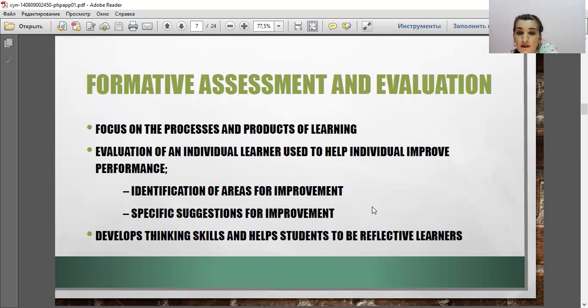So, formative assessment and evaluation focuses on the process and products of learning. Evaluation of an individual learner used to help individual improve performance, identification of areas for improvement, specific suggestions for improvement, develops thinking skills and helps students to be reflective learners. So what is it? It means that formative assessment could be used for each lesson, maybe for every lesson, in order to identify the knowledge of the students for each lesson.